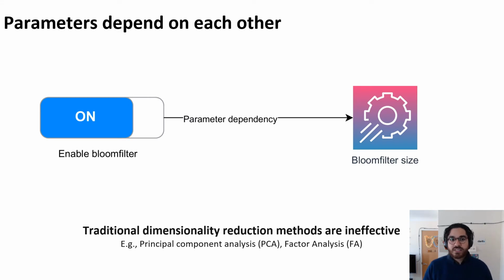To complicate things even further, often the parameters in computer systems depend on each other. For example, you might have a flag that says enable bloom filter and a separate parameter that decides the size of the bloom filter. Obviously, the second parameter is only meaningful when the flag is enabled. However, this complicated relationship is often overlooked when you are using techniques that do not necessarily respect the hierarchical dependency between the parameters.